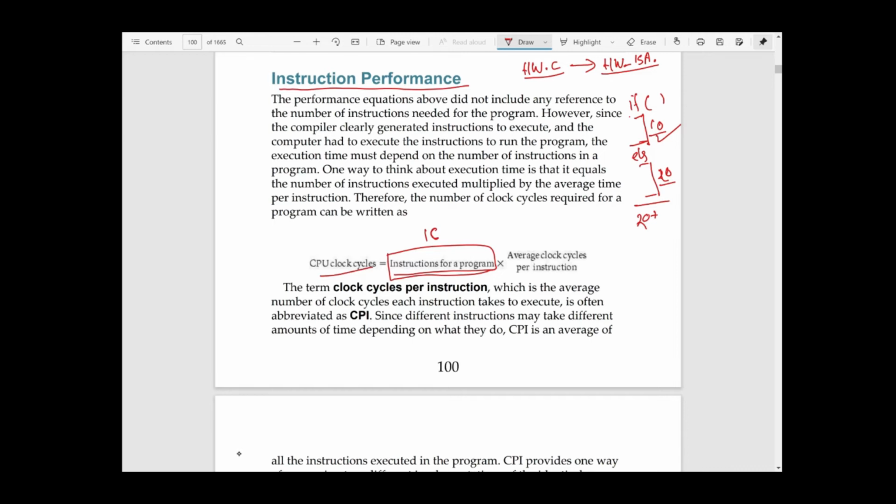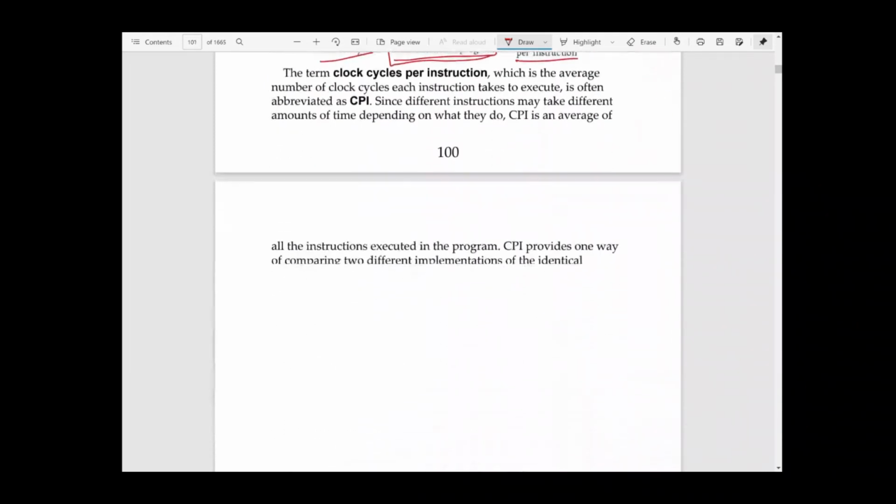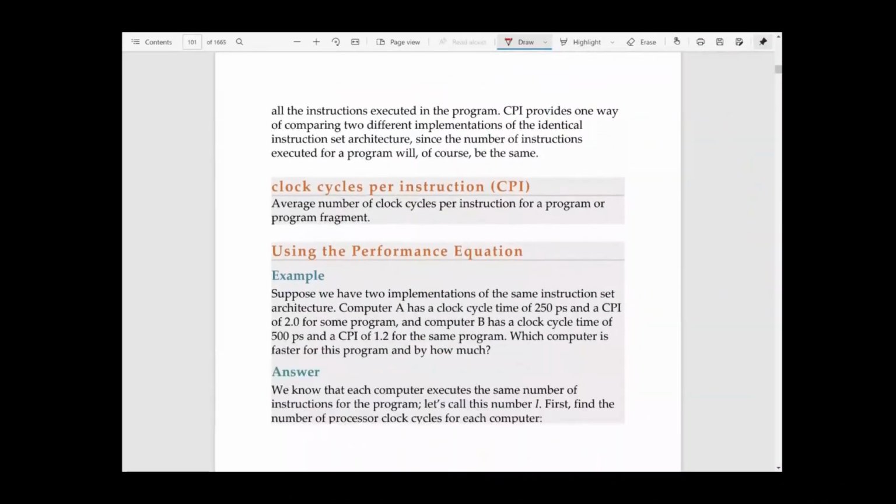So I know the total instruction count, and then what extra do I need? The cycles required for each instruction. That is called CPI, cycles per instruction, the average clock cycles per instruction. So instruction count times CPI gives the CPU clock cycles. Once you know the CPU clock cycles, multiply it with the clock cycle time, and you will get the CPU execution time, or CPU time, right?